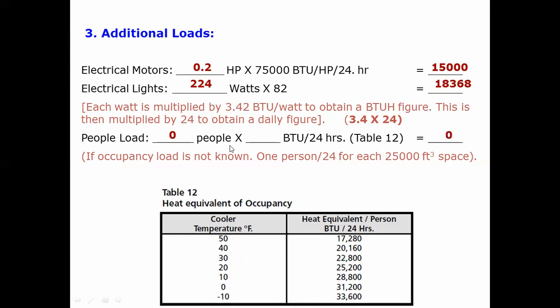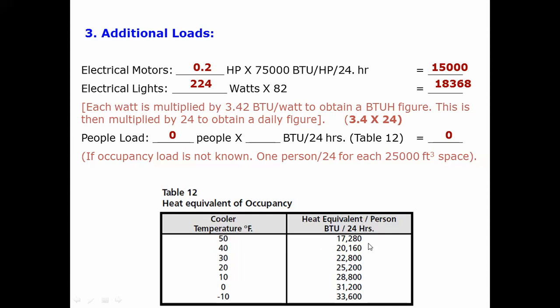People load is 0. Number of people is 0. So leave it, okay? If occupancy load is not known, take one person per 25,000 feet cube space. So for each 25,000, you could calculate as one person also. One person per 24 hours. So here if it is 1, you have to multiply with BTU per 24 hours. So BTU per 24 hours you will get from here.